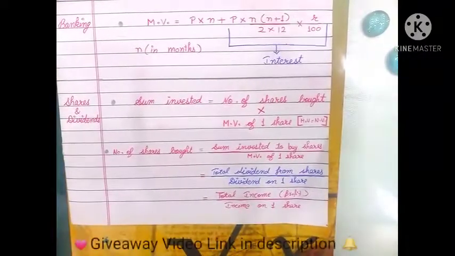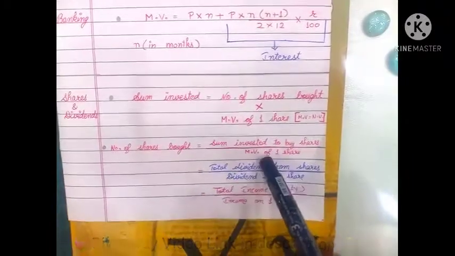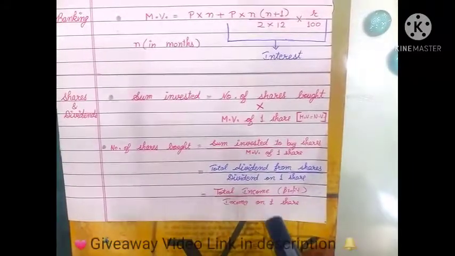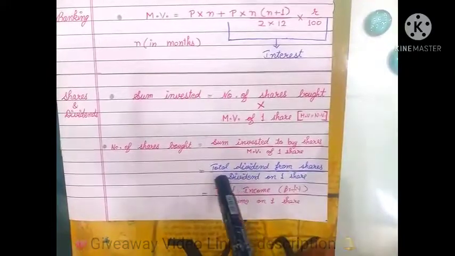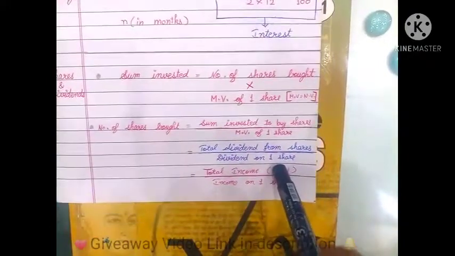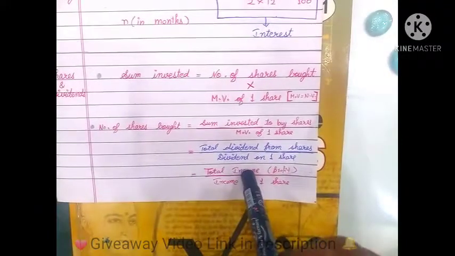How? If in the question sum invested is given, you need to use this one. If total dividend is given, then you need to apply the formula: total dividend from shares divided by dividend on one share. If income is given, if profit is given, then you need to apply total income.